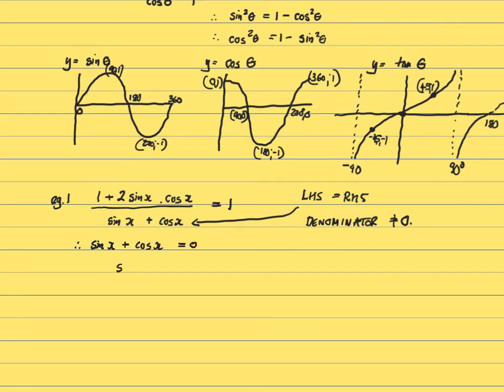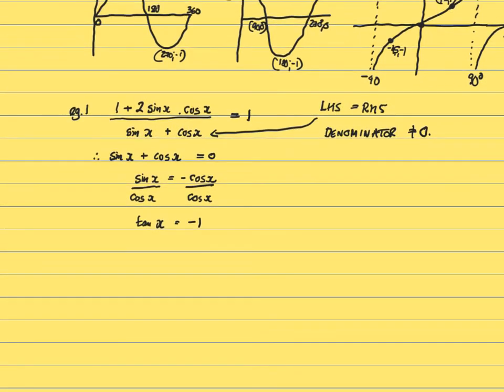I'm going to rewrite this: sine of x is equal to negative cos of x. Ooh, sines and coses, I know if I divide them, I'm going to get to tans. So divided by cos of x, divided by cos of x, and I get that the tan of x is equal to negative 1. So when tan is equal to negative 1, this identity will not work.